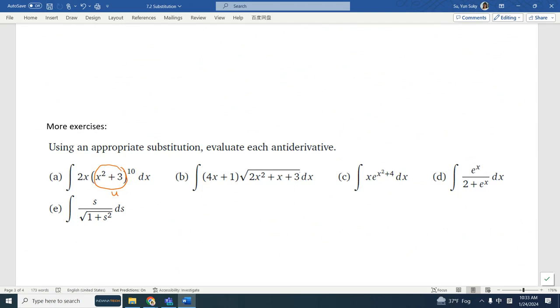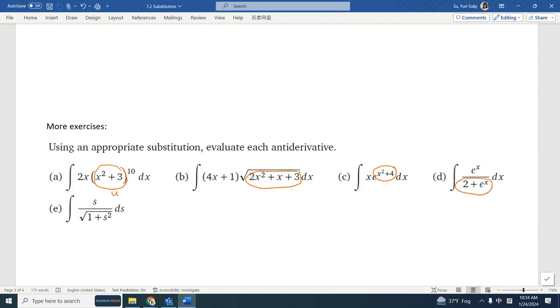Yes, inside the square root. So it's the inner function of a composite function. Wait, what's your U? Yes, x squared plus 4. Good. Let me see. Mackenzie, what's your U? Yes, exactly. Oh, actually, do you realize that this is your U?